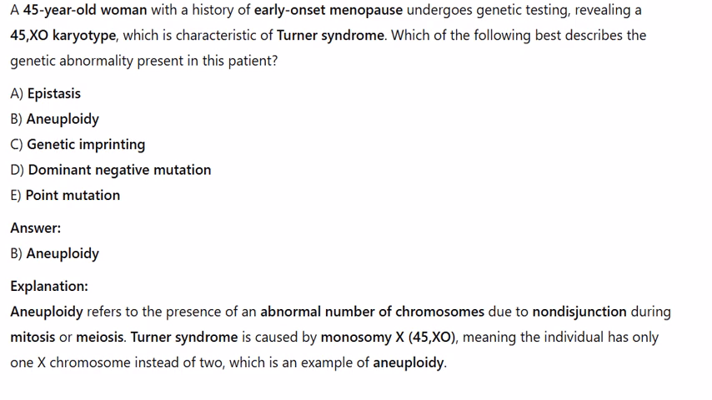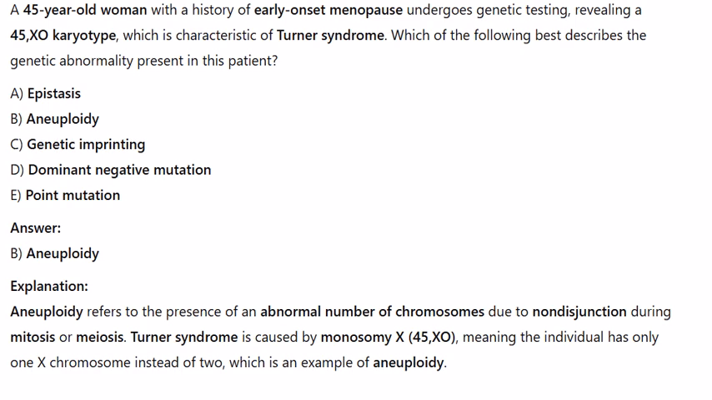Explanation. Aneuploidy refers to the presence of an abnormal number of chromosomes due to non-disjunction during mitosis or meiosis. Turner syndrome is caused by monosomy X, 45XO, meaning the individual has only one X chromosome instead of two, which is an example of aneuploidy.